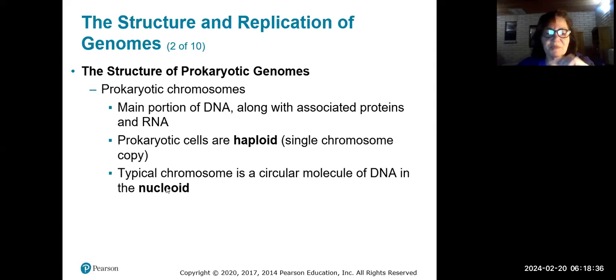So we were just talking about this nucleoid region. So nucleus is like kernel, but the oid means it's not exactly a nucleus. It doesn't have a membrane around it the way a eukaryotic cell would have. However, wherever the chromosome is, that region is referred to as the nucleoid region.